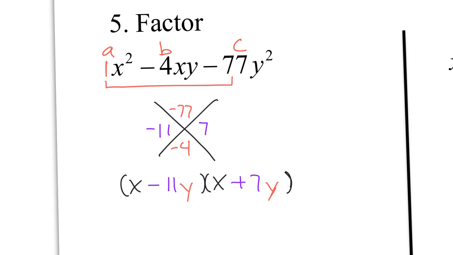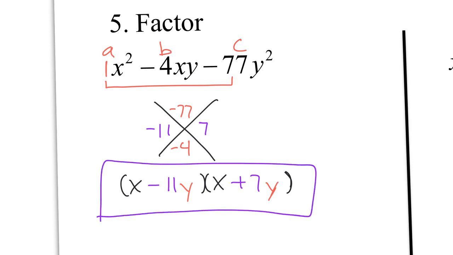So that's how you factor. The x squared is at the beginning of the parentheses, x times x, and the y squared is at the end of the parentheses. And it doesn't matter what variable you guys have. You might have a p here, so you put p and another p over here. You might have a k squared here, so you put a k here and a k right here. But you guys have your answer, x minus 11y times x plus 7y.